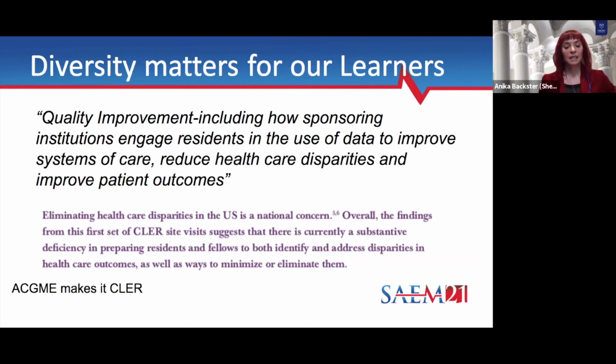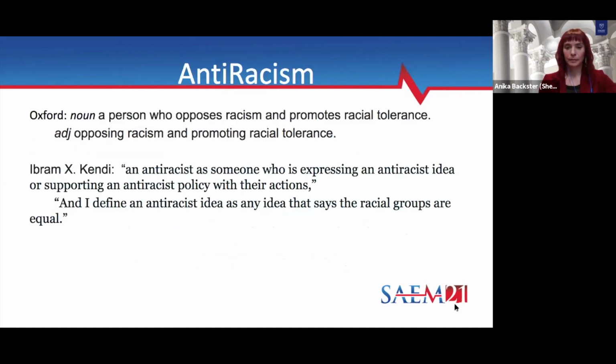Which, you know, that's a mouthful. And it all comes back to, how are we going to do that? What can we use to put this into practice? How do we teach, or better yet, train skills in diversity, equity, and inclusion? Well, let's start with an understanding of an important concept in eliminating disparities: anti-racism.